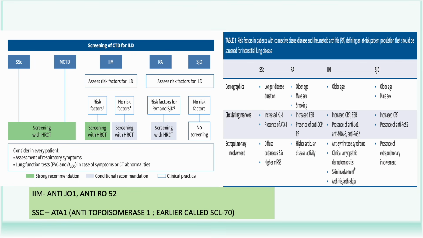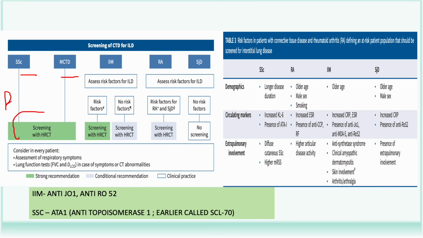So now let's see these two side by side. This is the algorithm given by this paper for screening of CTDs for ILD. If you look at it, the first tier, the one in green, is the must-scan group. So you must scan certain individuals, and these include those with systemic sclerosis and mixed connective tissue disease. So you must screen all of them with HRCT. What does that mean?